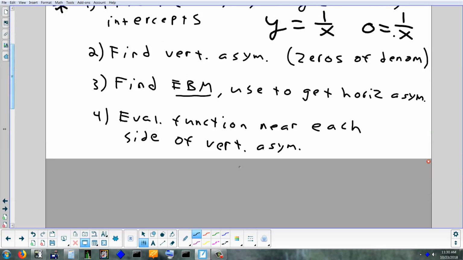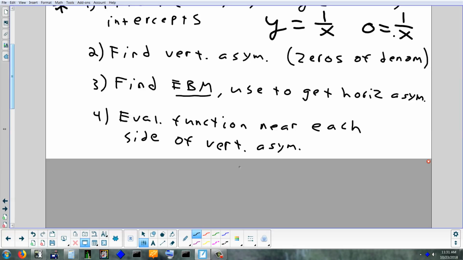And then once we have our vertical asymptotes, we're going to check the behavior on each side of it. So let's say there's a vertical asymptote at 2. We're going to use the calculator to check not what happens at 2, because 2 is going to give you an error, but like 2.001. It's either going to be up really, really high or down really low. And then you check the other side. So if you check 2.001, check 1.99.